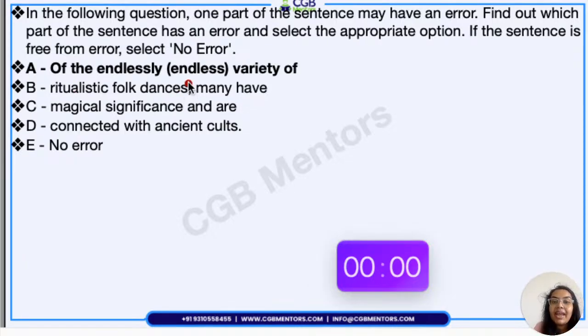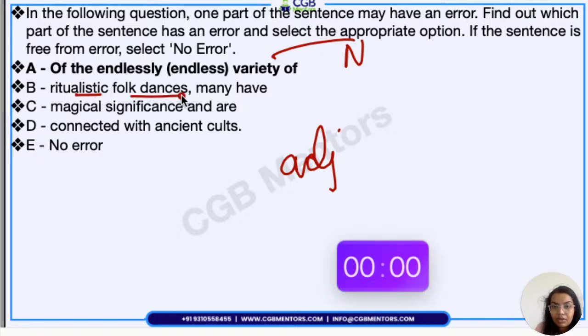Of the endless variety: right here you can understand that variety is a clear-cut noun. So I want an adjective to describe a noun. Of the endless variety of ritualistic folk dances, out of the dances, many have magical significance and many are connected with ancient cults.